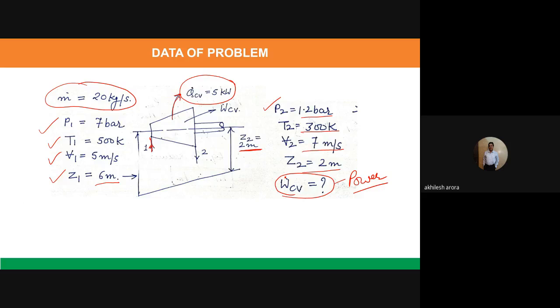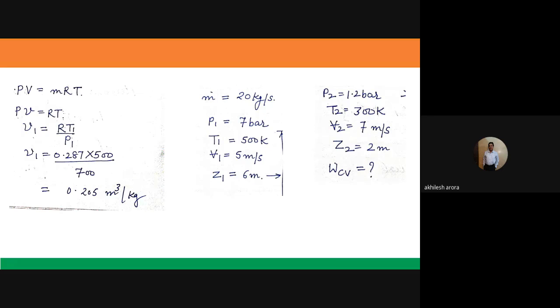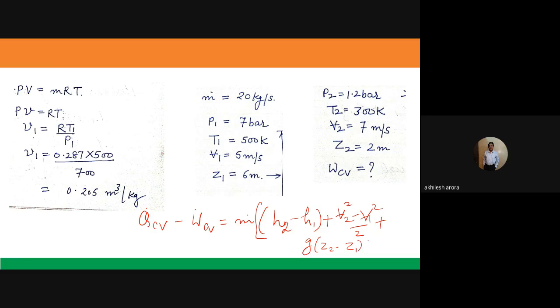So let us now, before this, first of all, I would like to write the steady flow energy equation, and that is given by Q dot CV minus W dot CV is equal to m dot [(h2 minus h1) plus (V2 square minus V1 square) by 2 plus g(z2 minus z1)]. For exit, we are using 2. So this is the equation which we have to use.